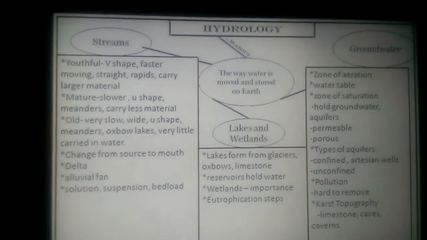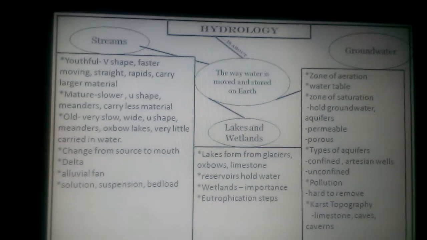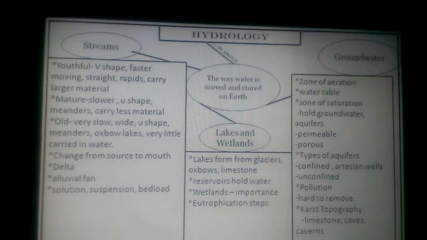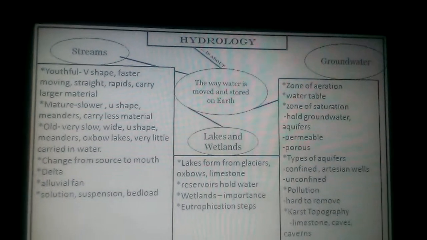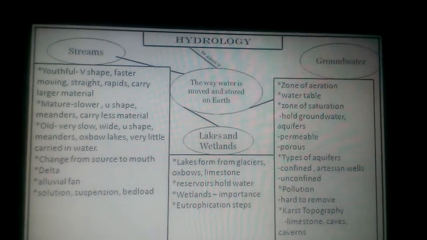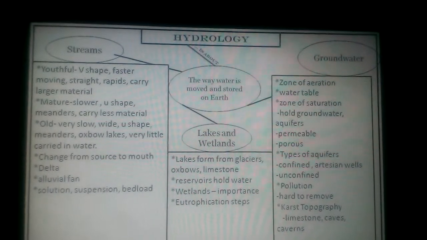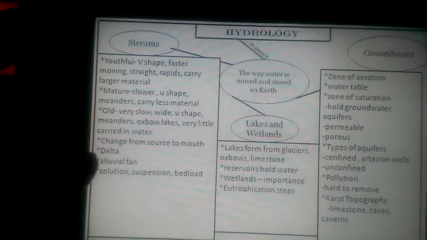Now, they do change from source to mouth. So the source was the beginning, and as you go further from the beginning, it's going to begin to change your river. So it can actually start off as pretty straight and fast moving, and by the time it gets to the ocean, it'll be very wide and have many meanders between there. Now, as it enters the ocean, it creates what's called a delta, so don't forget delta.